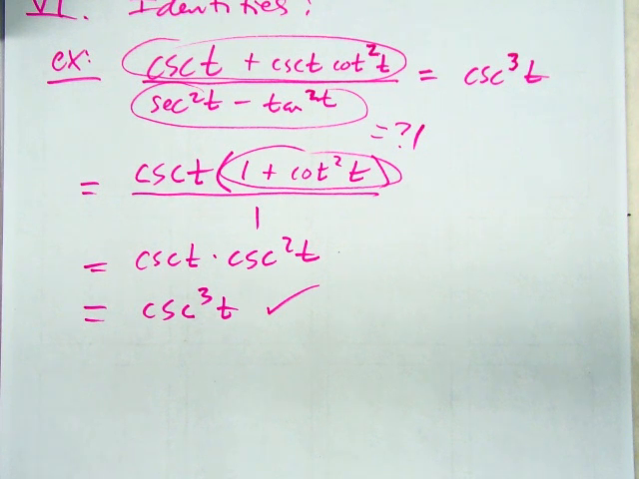Now, two or three steps here. If you forgot the new identities, you can do it the old way. You'll just have a couple more steps. Any questions on that? All right, last thing here.